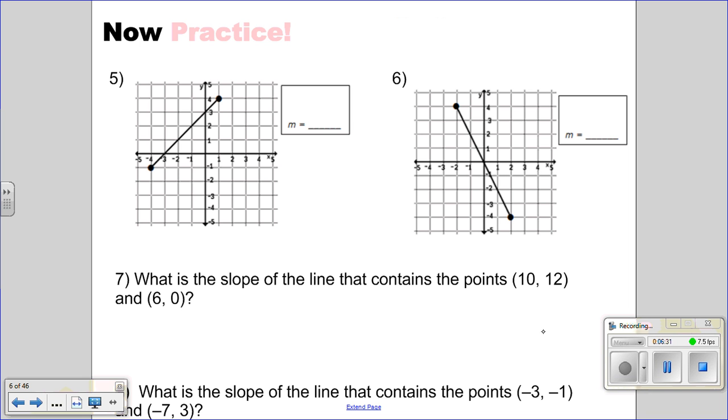Please practice these 4 on your own, and definitely take a picture of these 4.